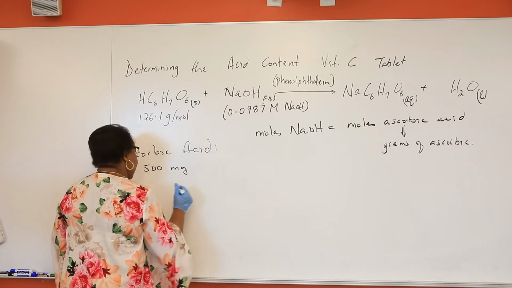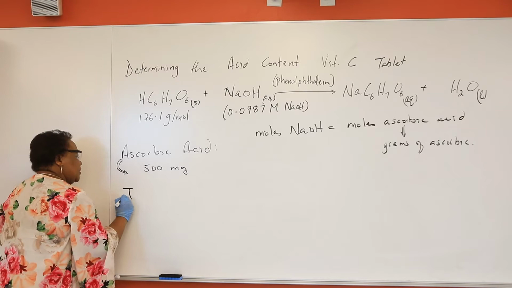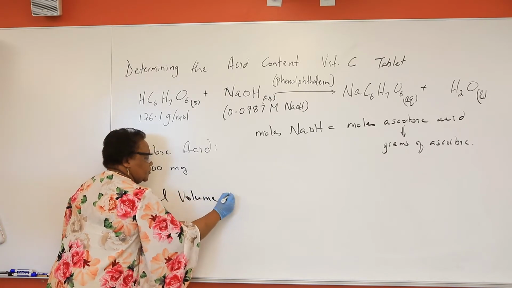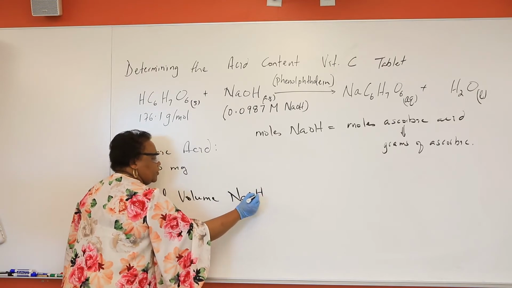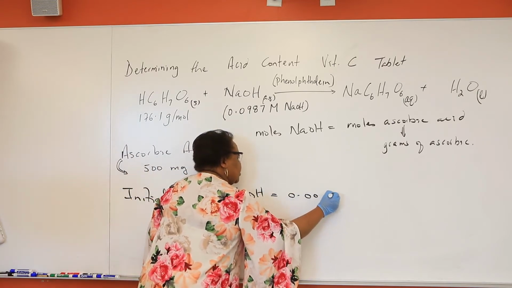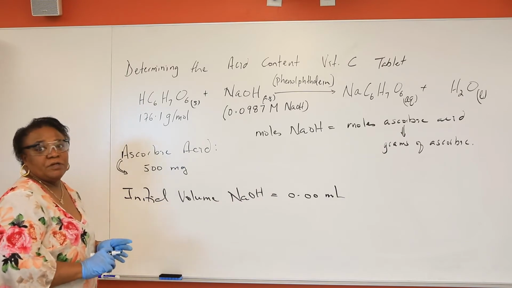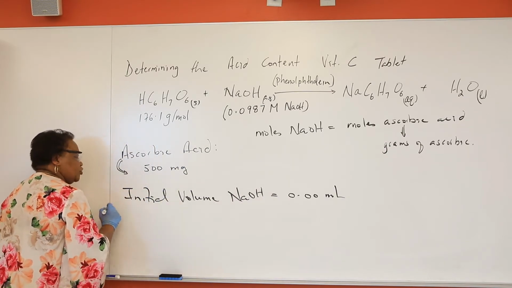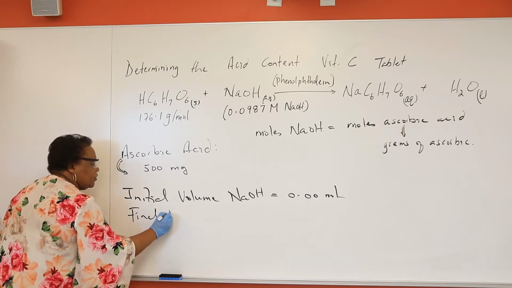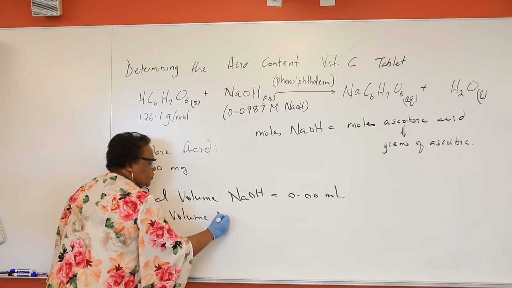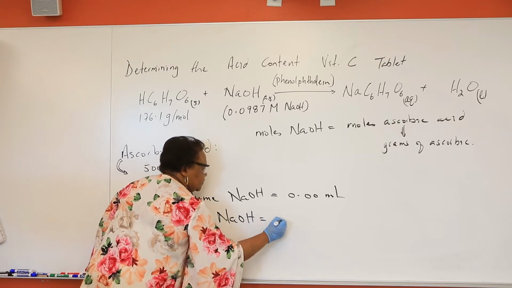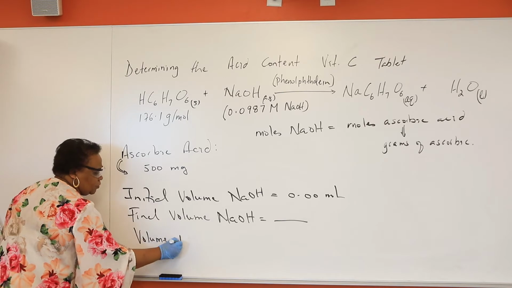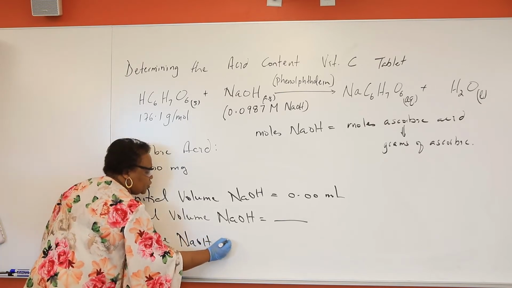So what are we going to do? By means of an experiment, you will again record the initial volume of sodium hydroxide in your container. Again, I'm going to fill that to about the 0 mark. Again, it reads to 2 decimal places. At the end of this titration, you will know the final volume of NaOH. And so just by difference, you will know the exact volume of sodium hydroxide that was used.